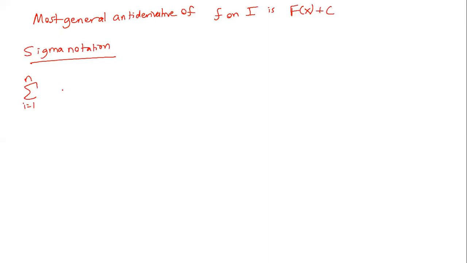The next thing is that the most general antiderivative of a function f on an interval I is some antiderivative plus c, where c is an arbitrary constant.